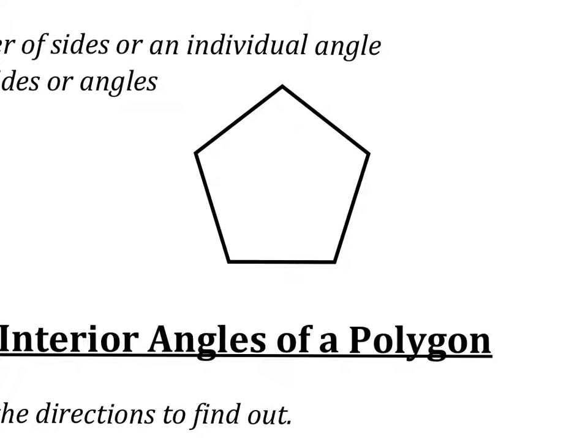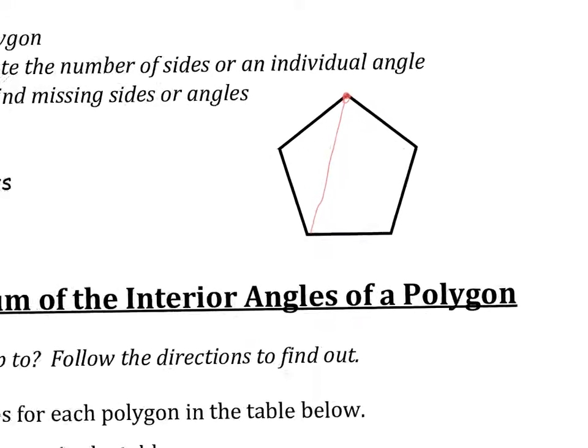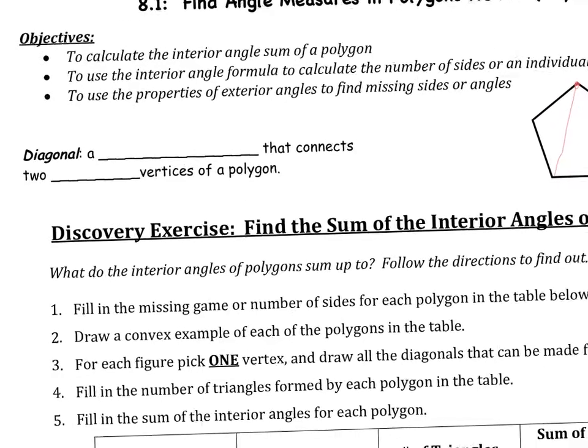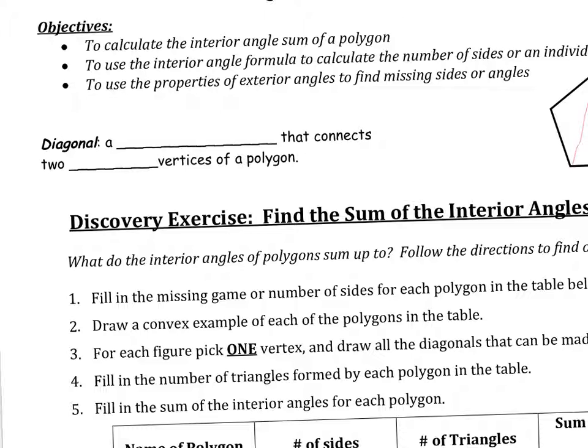On the left, on your notes, it talks about what a diagonal is. A diagonal is a blank that connects two blank vertices of a polygon. Well, a diagonal is a line that connects two non-adjacent vertices. I just drew an example of a diagonal. So, a line that connects two non-adjacent.